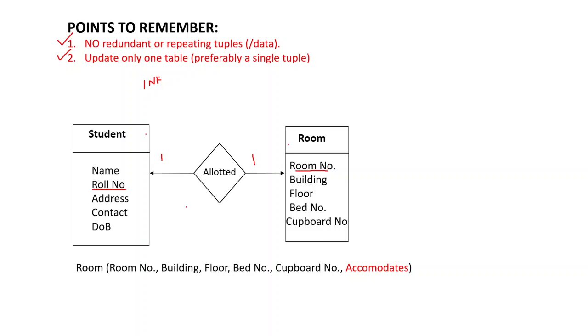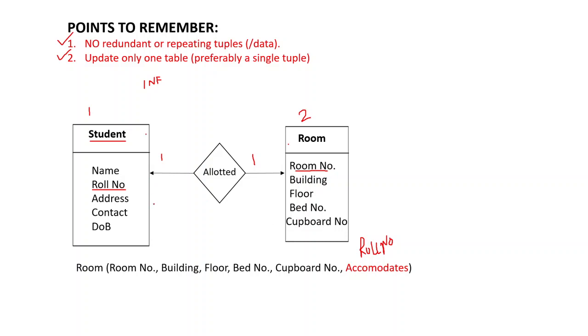Now in this case, this relationship, allotted or accommodates, whatever you call it, will contain the roll number of the student. So for representing these two entities and the relationship, we will have one table which will contain the attributes of the students like name, roll number, address, contact, date of birth, and then we will have another table, table number 2, which is a room, which will contain the attributes of the room.